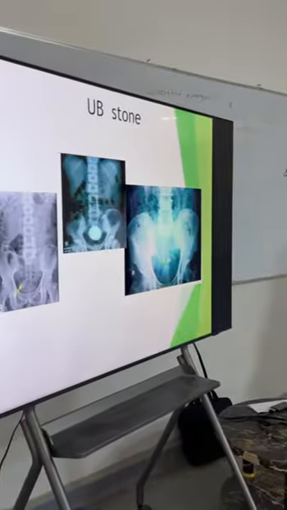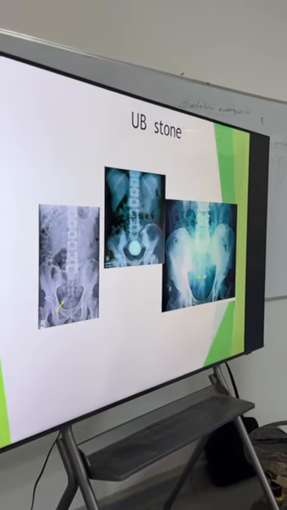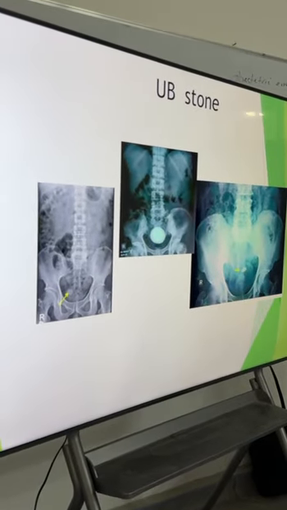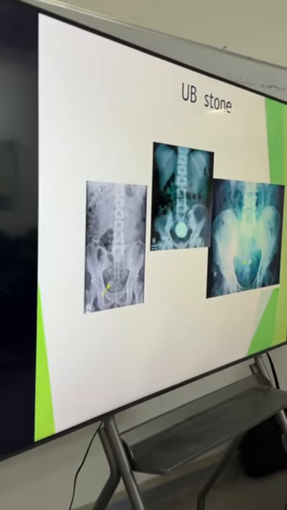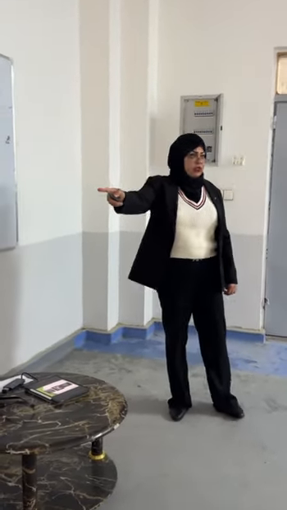This is an example of a vesical stone: a large radio-opaque structure seen within the pelvic inlet, suggestive of a urinary bladder stone. And now, I want a volunteer to explain the first image, another one for the second, and a third one for the third image.